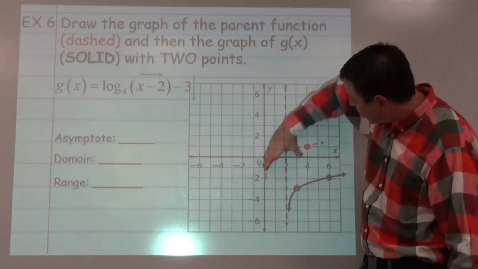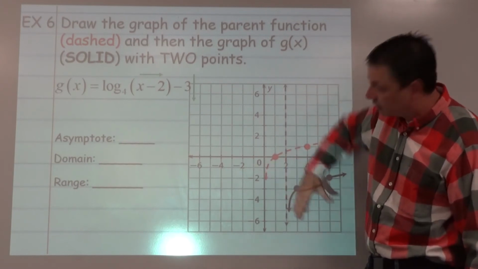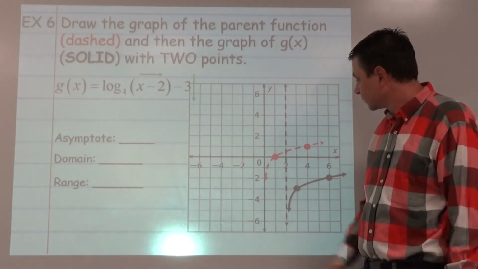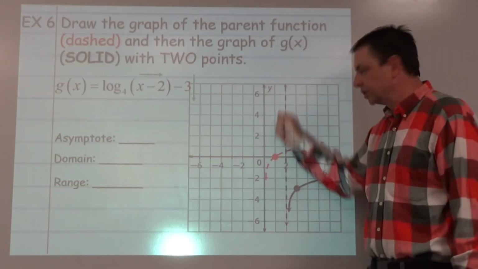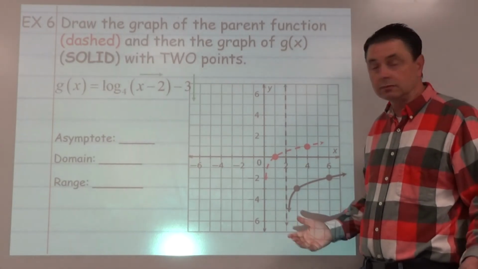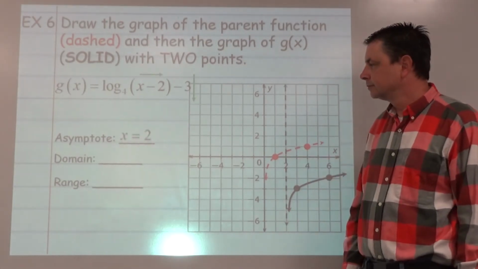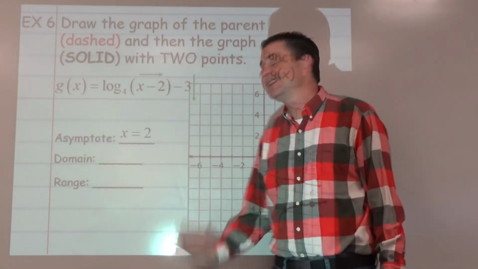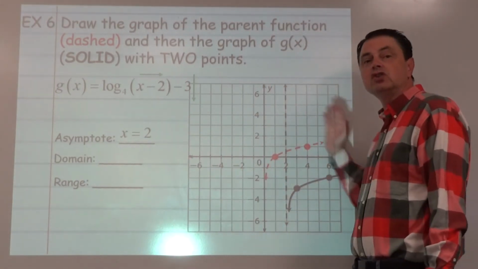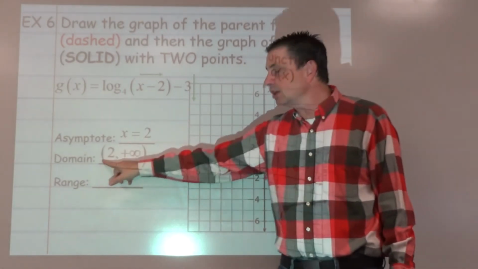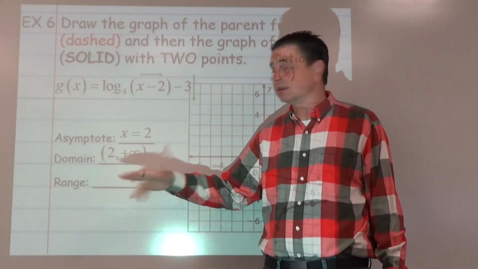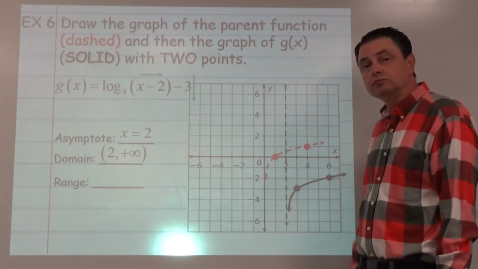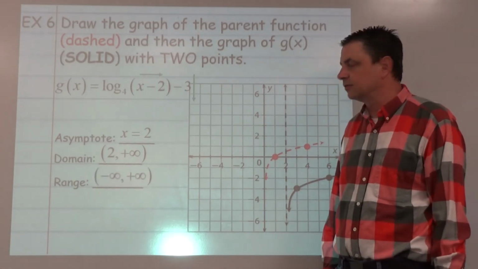So same exact thing, shifted right and down. So there's our graph. Asymptote, we redrew it: x equals 2. So the domain is connected to that asymptote. It's everything to the right of 2, not touching 2, parentheses. Range, down forever, up forever: negative infinity to positive infinity.